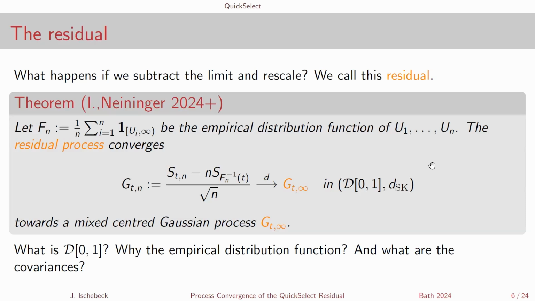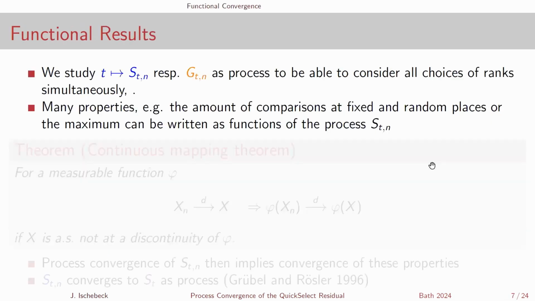And I guess now I have to explain what D[0,1] is, why we have an empirical distribution function here and not just the limit itself, and what the covariances of this Gaussian process are. Okay, first, some reminder about why we care about D[0,1], why we look at the process.